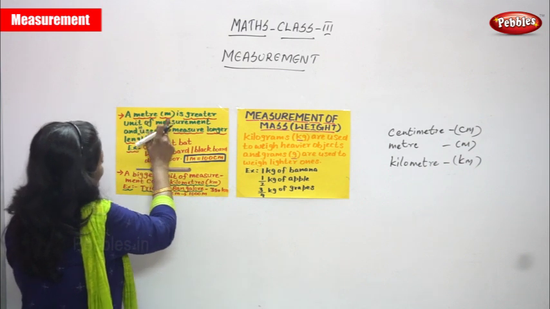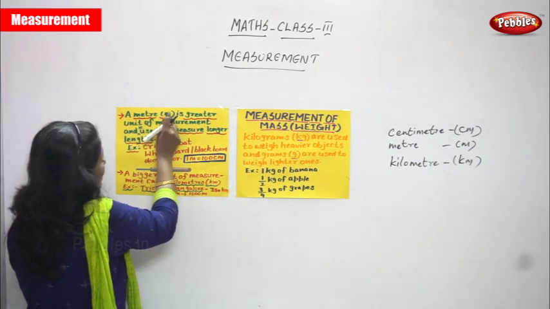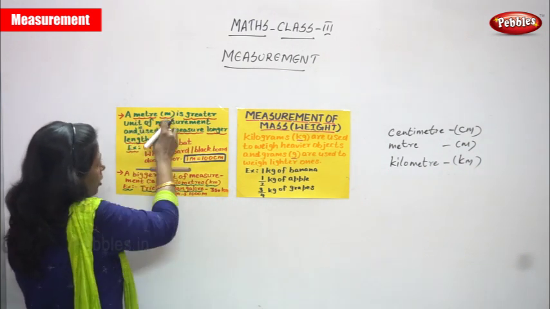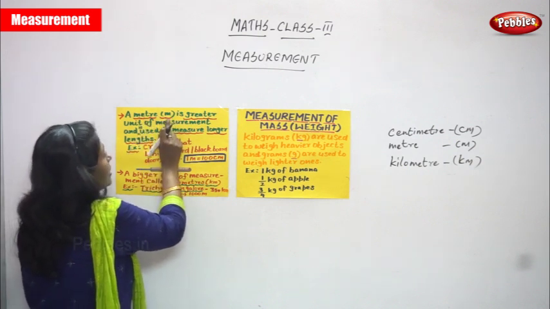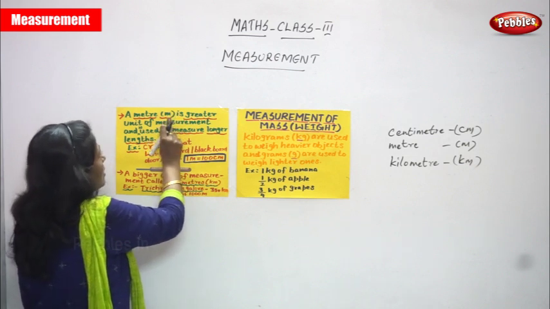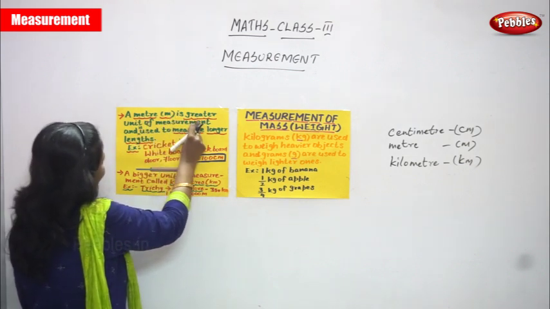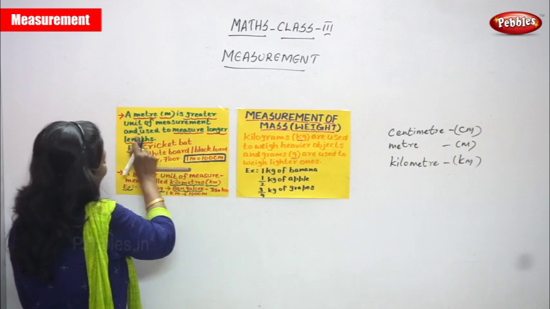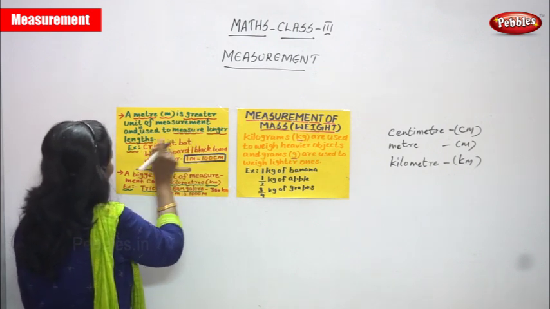A meter means meter. Otherwise, what is the small form of meter? The smallest form of meter is small m. This is a unit. Meter unit is small m, a greater unit of measurement used to measure longer lengths.